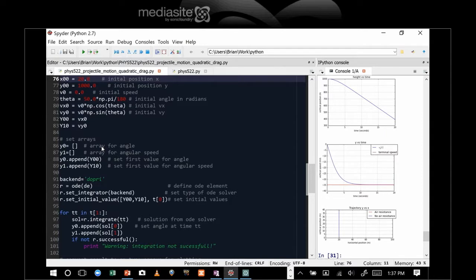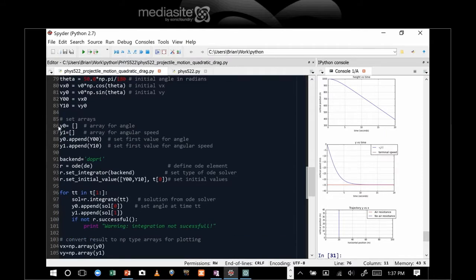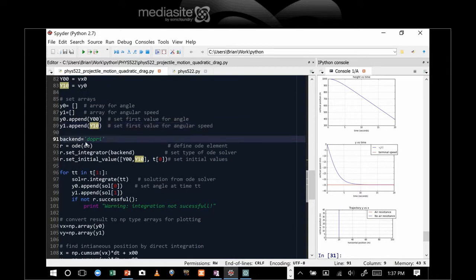Okay? So what I'm going to do is I'm going to set my arrays. These are my arrays of solutions. This is the x component of the velocity. This is the y component of velocity. And then I append my initial conditions. Again, this array should always be zeros because it's not moving in x. And then really what I'm interested in is y1.